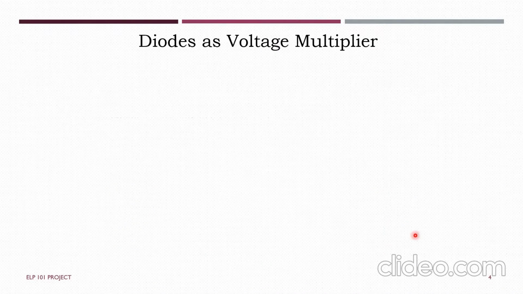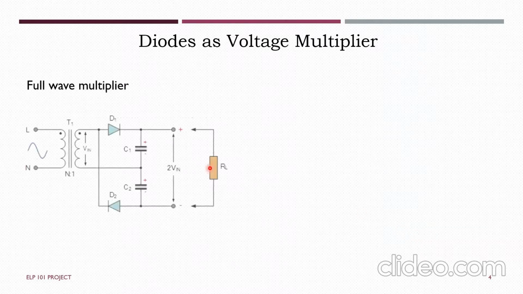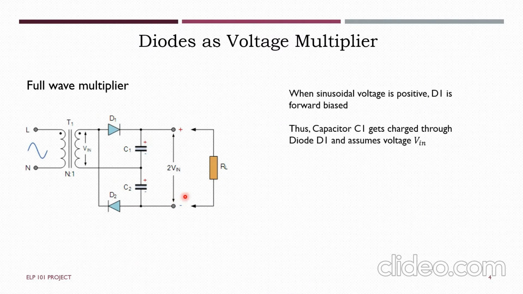With that said, let's talk about diodes being used as voltage multipliers. The first kind of voltage multiplier we're going to talk about is a full wave multiplier, as given in the circuit. As we can see, the input voltage is a full sinusoidal wave, and then we have two diodes which are placed opposite to each other, in the sense that at one given instant, only one diode will be forward biased and the other will be reverse biased. We have two capacitors connected in series, and ideally we should expect the output voltage to be twice the magnitude of the input voltage. So let's analyze the working of a full wave multiplier.